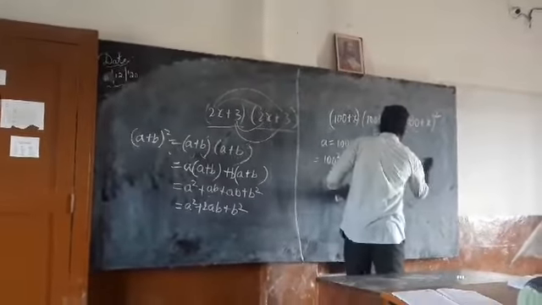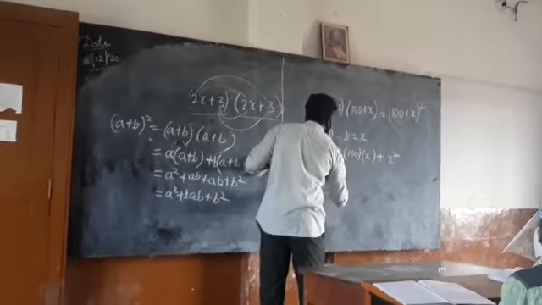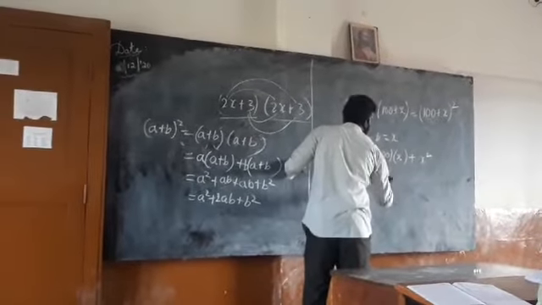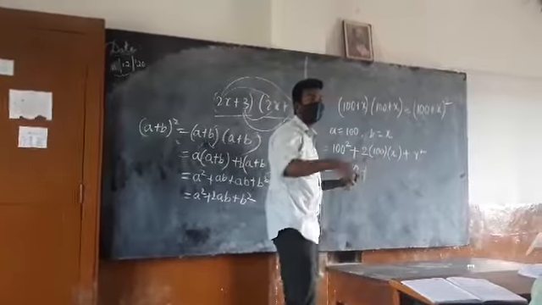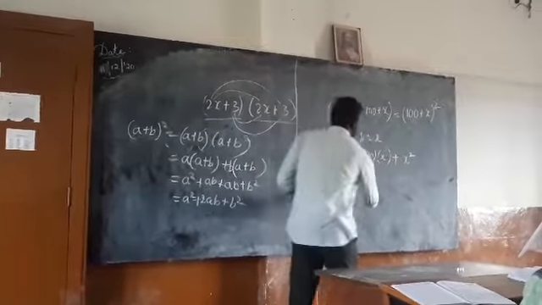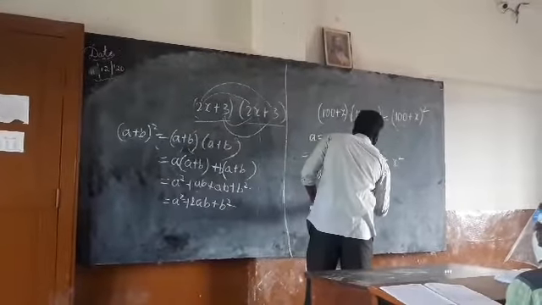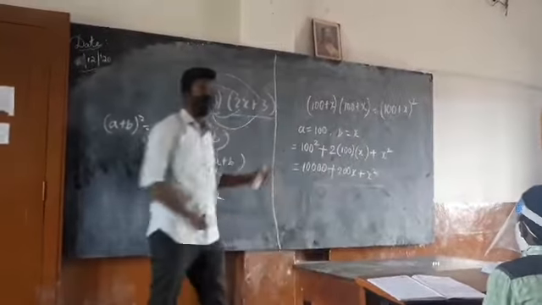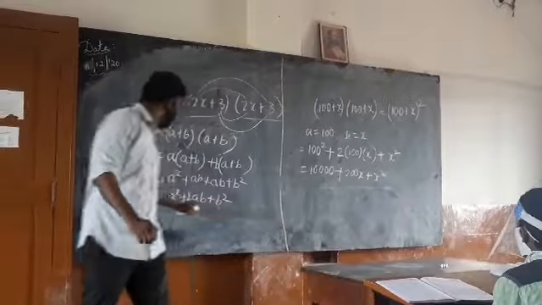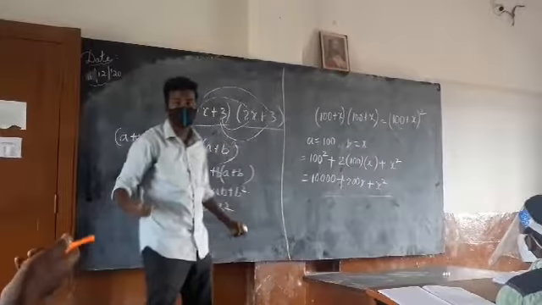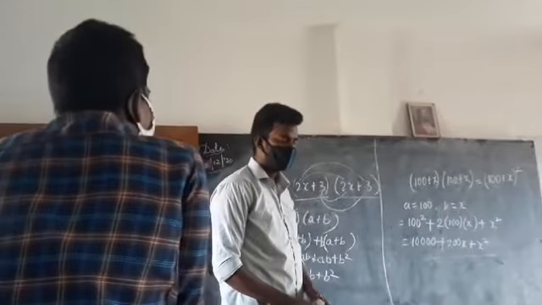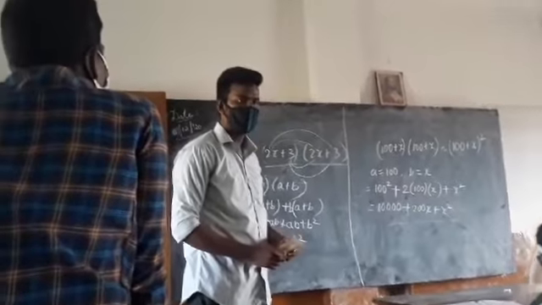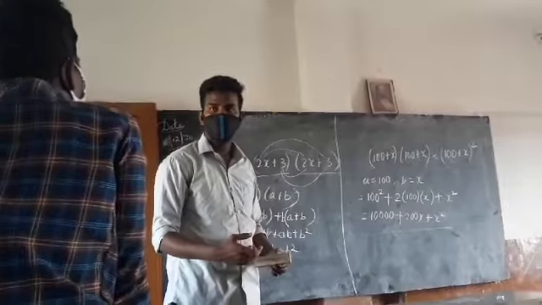So 100 square is 10,000, plus 2 into 100, 200 into x, 200x, plus x square. You cannot simplify it further. If you use this formula, you can easily get 200x plus x square. Can you simplify it further?